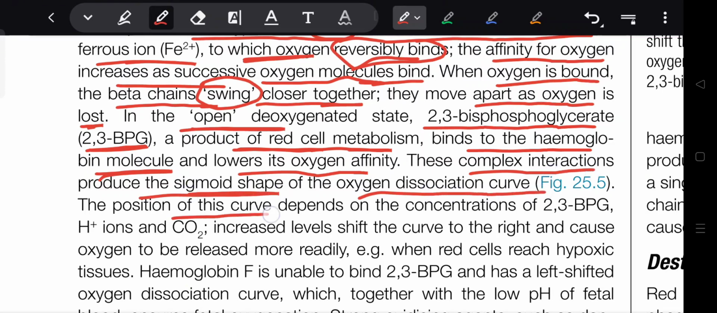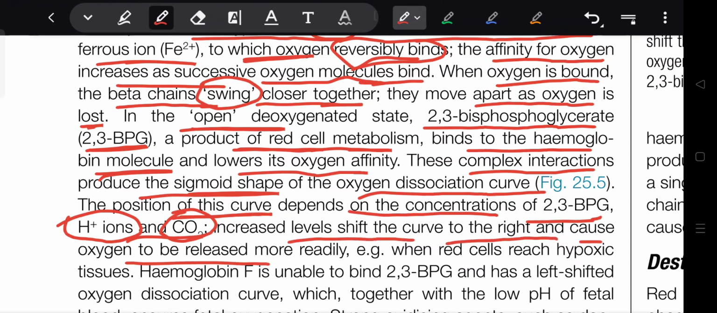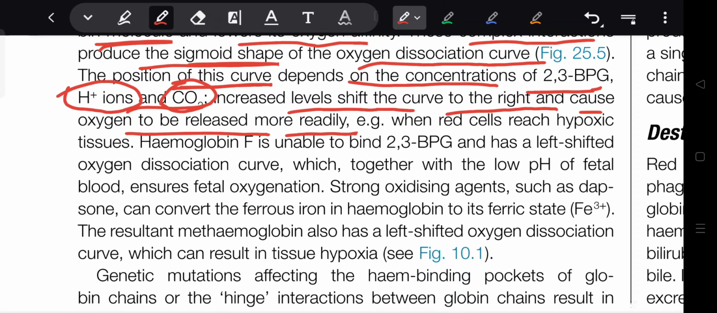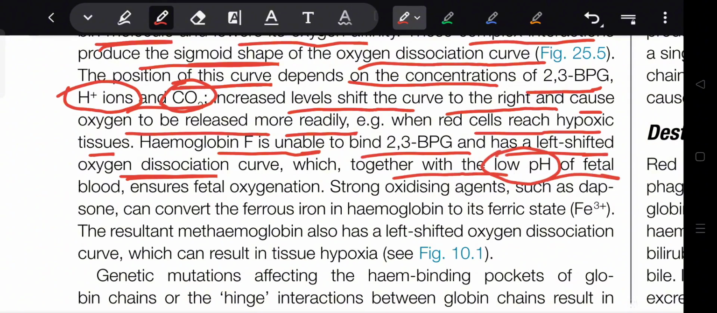The position of this curve depends on the concentration of 2,3-BPG, hydrogen ion, and carbon dioxide. Increased levels shift the curve to the right and cause oxygen to be released more readily in the red cell rich hypoxic tissue. Hemoglobin F is unable to bind 2,3-BPG and has a left shifted oxygen dissociation curve, which together with the low pH of fetal blood ensures fetal oxygenation.